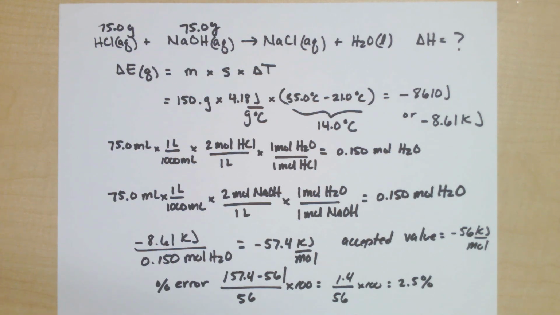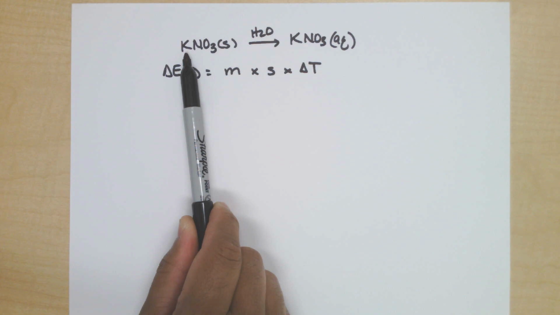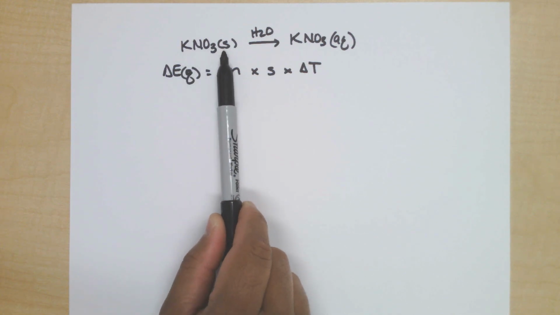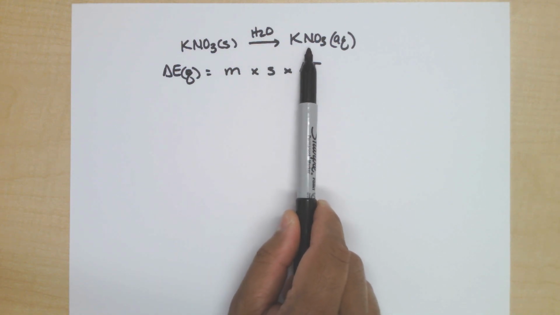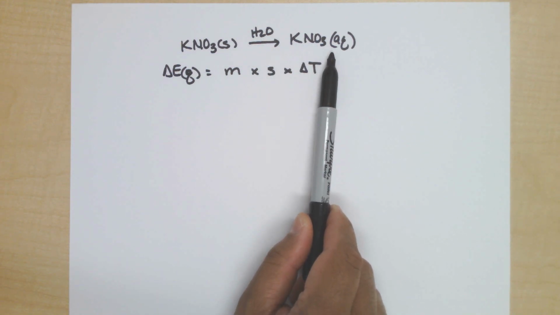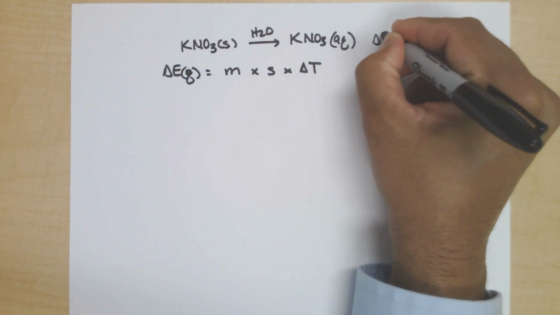Now, let's look at the enthalpy of hydration. For the enthalpy of hydration, we'll use the salt potassium nitrate. Notice the phase is the solid phase. This will dissolve in water to produce potassium nitrate aqueous. We'll need to find the enthalpy of hydration.